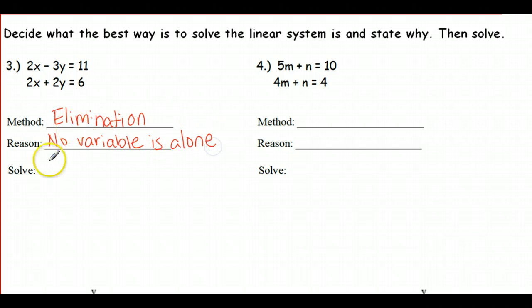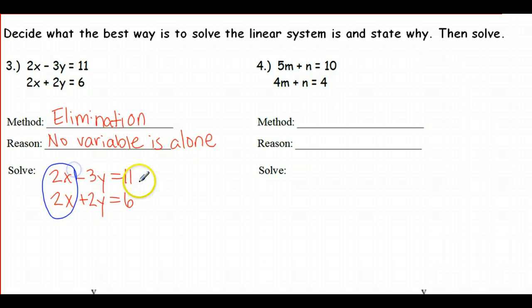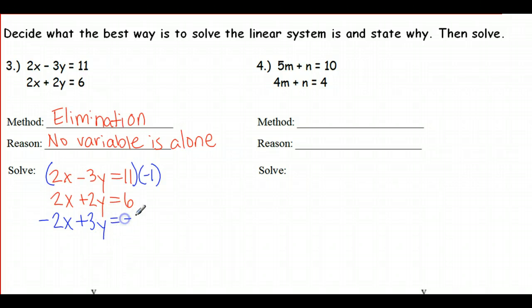With this problem, unlike number 1, all of our terms are already lined up. So we don't have to worry about that. However, we do not have opposite coefficients. So we need to make opposite coefficients. I noticed right away that my x term, both coefficients is 2. One of them would be a negative 2 to make them opposite coefficients. So I'm going to pick the top equation, and it really doesn't matter which one you pick, and multiply by negative 1. So we would get negative 2x plus 3y equals negative 11.